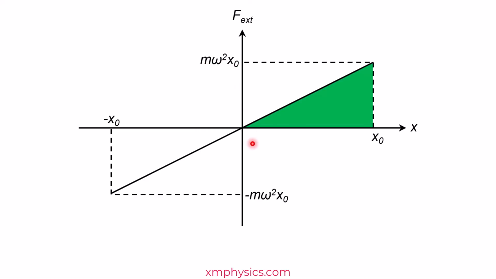So to displace something from its equilibrium position to an amplitude of x naught will require an external force that looks like this, and therefore the work done by this external force is the area of this triangle, which is half base times height, which is half x naught times m omega squared x naught, so equals half m omega squared x naught squared. So this is the formula for the energy of a SHM.